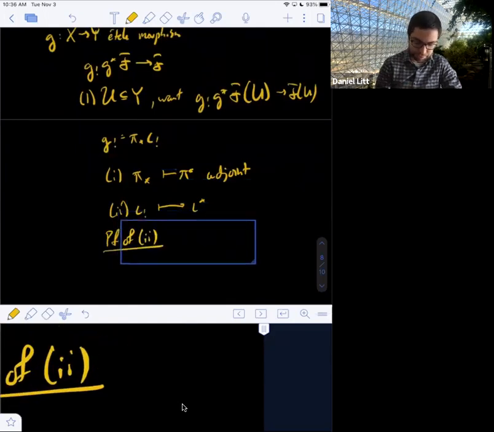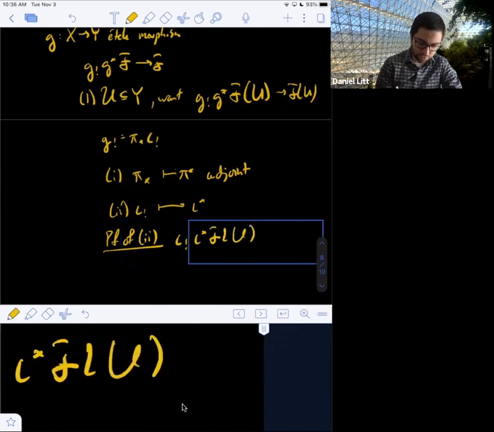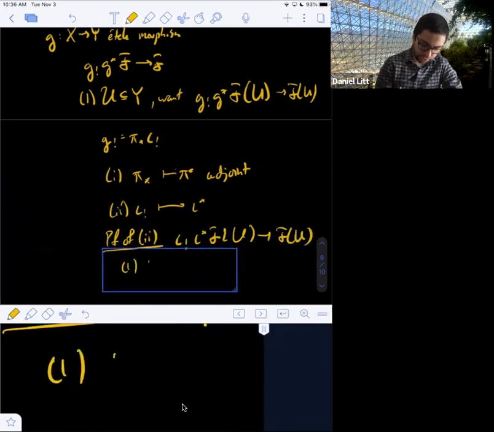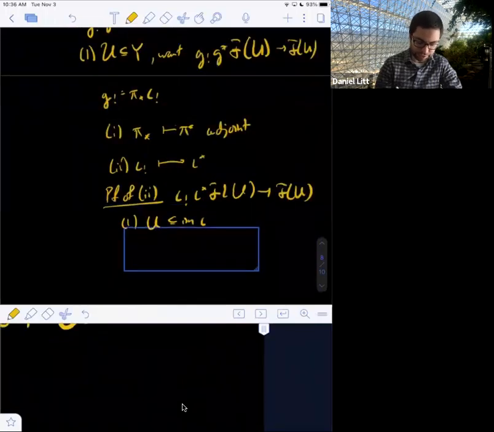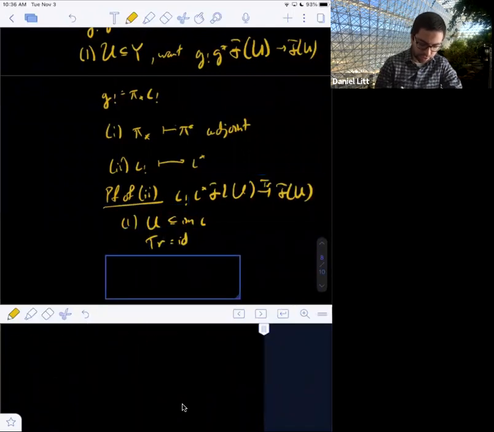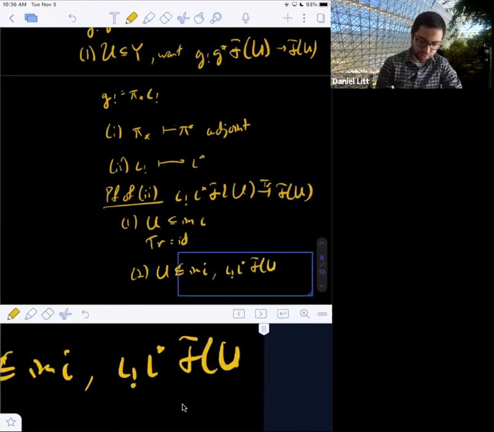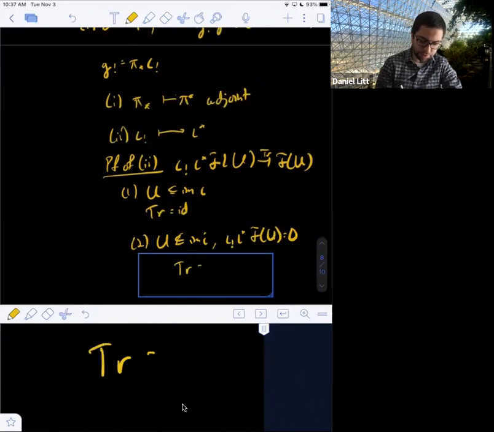This is the case of an open embedding. In this case, we want the map iota lower shriek of iota upper star of F of U to F of U. And there are two cases. Case one is that U is contained in the image of iota, and in this case we can just take the map to be the identity. This is the trace. In the other case, if U is not contained in the image of iota, then this group, iota lower shriek of iota upper star F of U, is just 0. So we can take the trace map to be the 0 map.